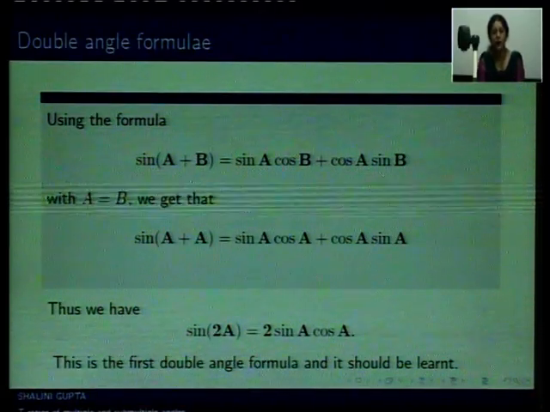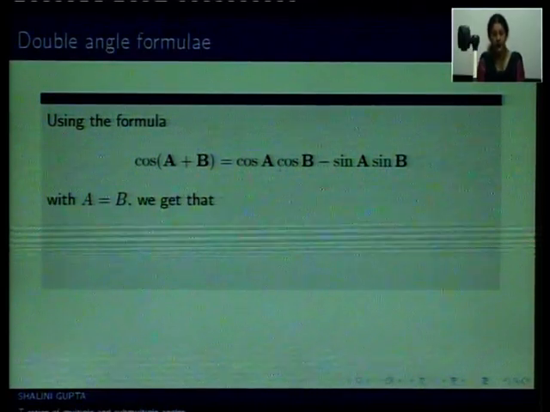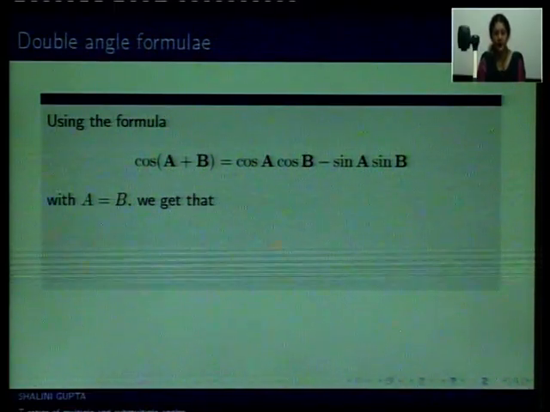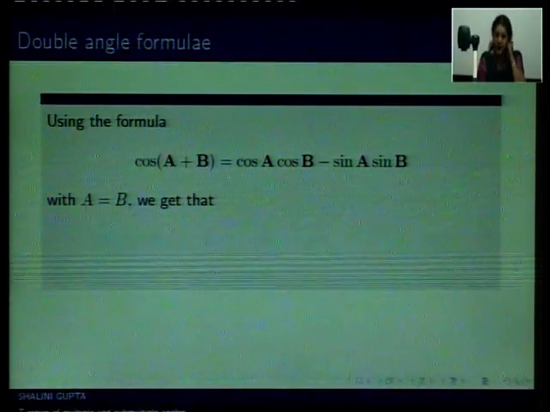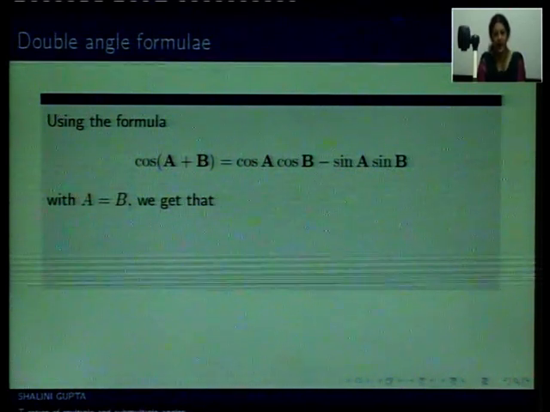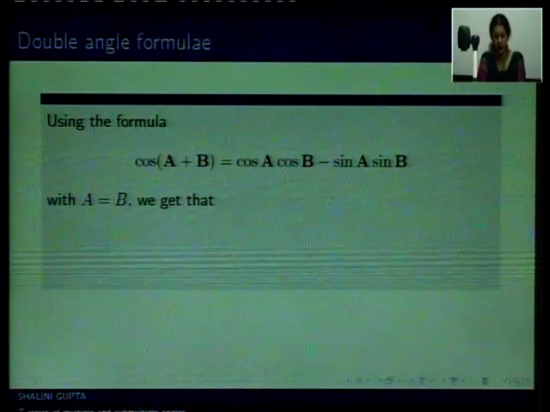Similarly, we can find cos 2a. So we know this addition formula for cosine: cos of a plus b is equal to cos a cos b minus sine a sine b. So in this again we put b equal to a. So what do we get?